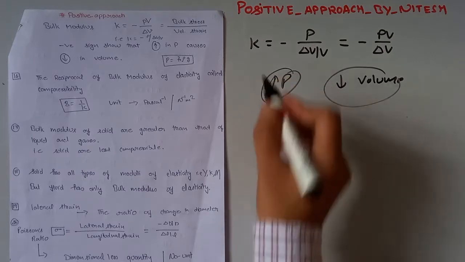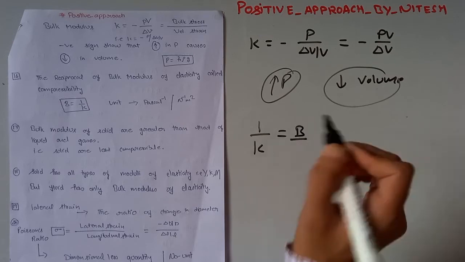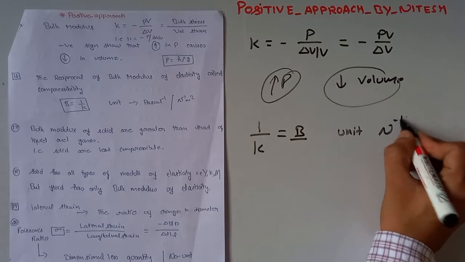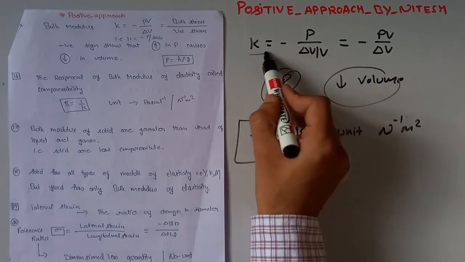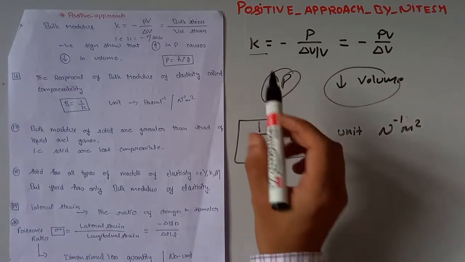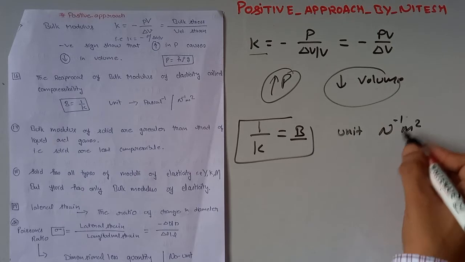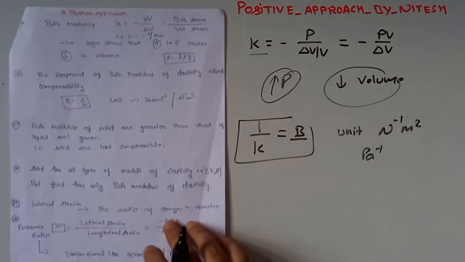The reciprocal of this bulk modulus is called compressibility, denoted by B, and its unit is Newton inverse meter square and Pascal inverse.